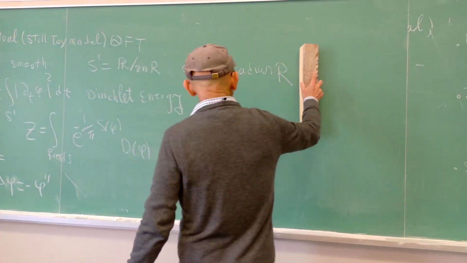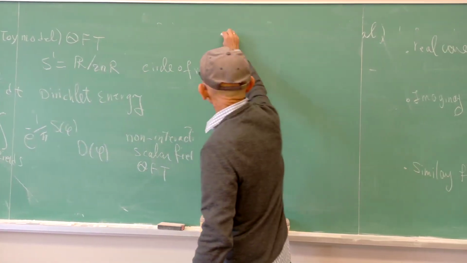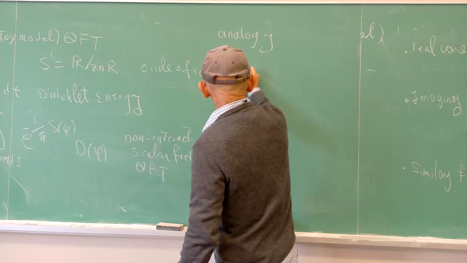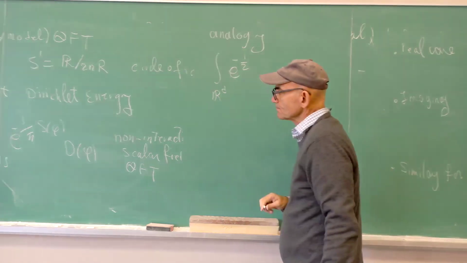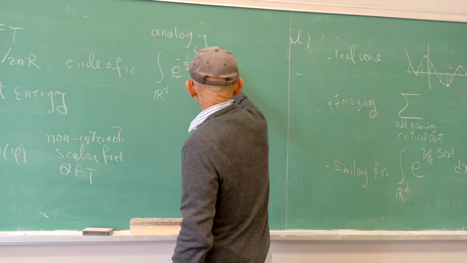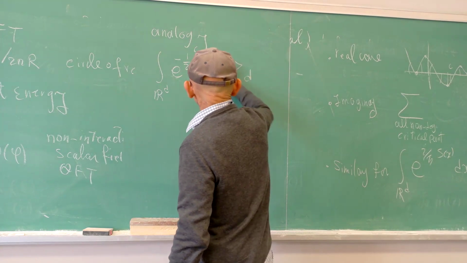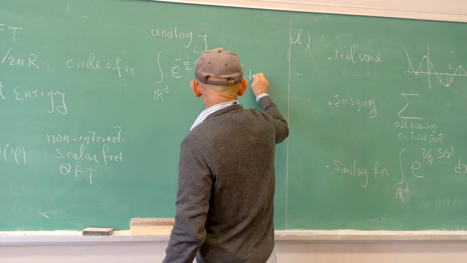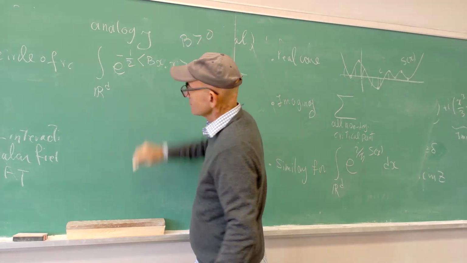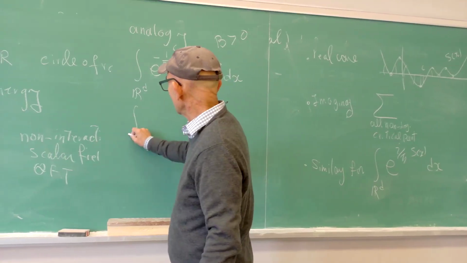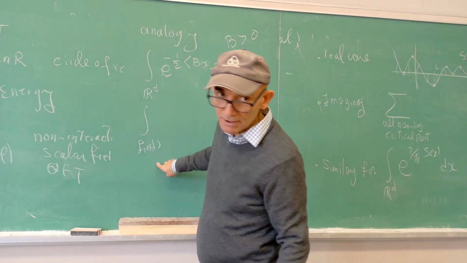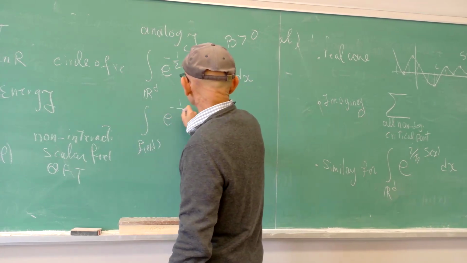So the analogy here is that we had before the integral over R^d of the exponential of minus 1/2 B x, x, right? But B is a positive definite matrix. And here we have an integral over fields. So this finite dimensional space is replaced by this infinite dimensional space, and the exponential of minus 1/2.